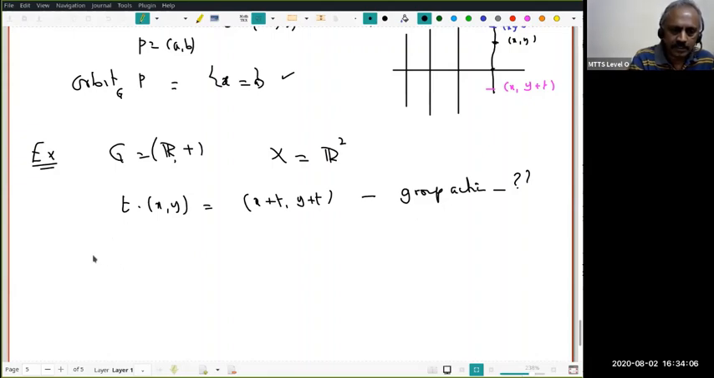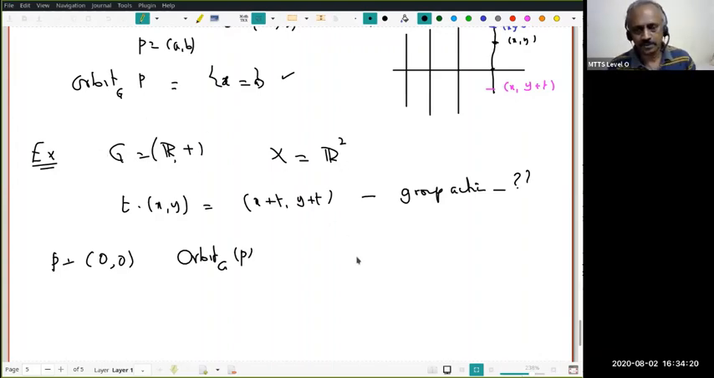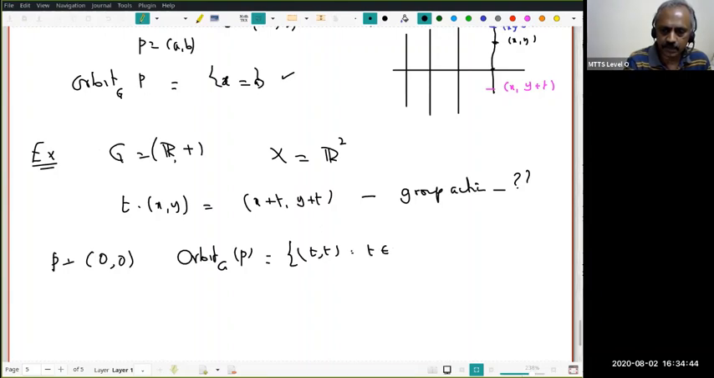Okay, let me look at the simplest point (0, 0). This is my p. What is the orbit under G? This is the third. See, the same group G acts on R2 in 3 different ways now. The first orbit was horizontal lines parallel to the x-axis. Second orbits were vertical lines parallel to the y-axis. Now let us see what it is. Okay, what are the orbits? This is going to be the set of all points (t, t), right? (0, 0) plus (t, t), that is this, as t varies over R.